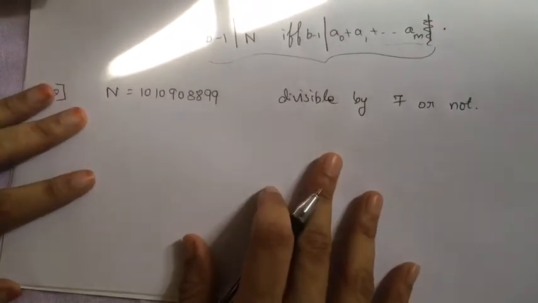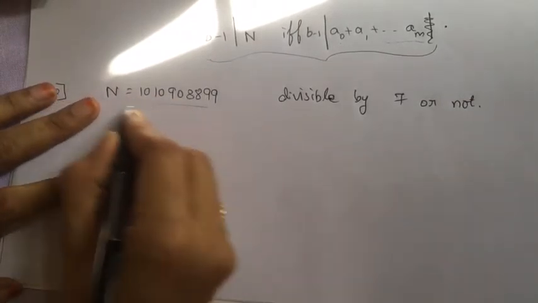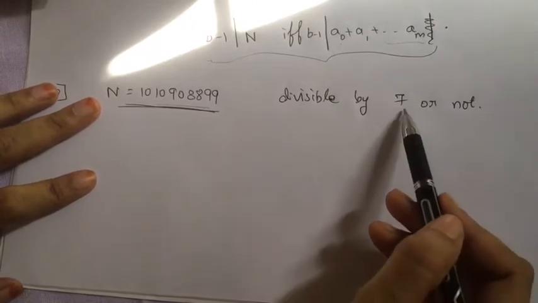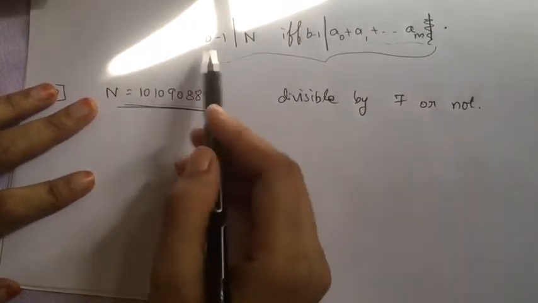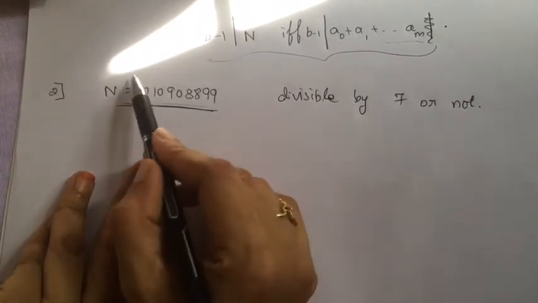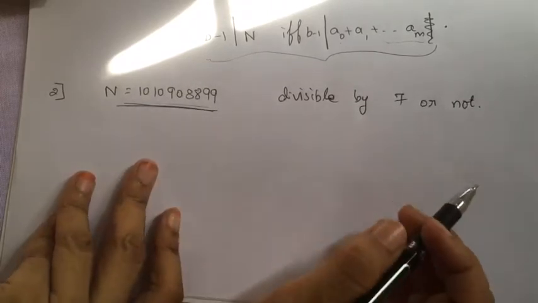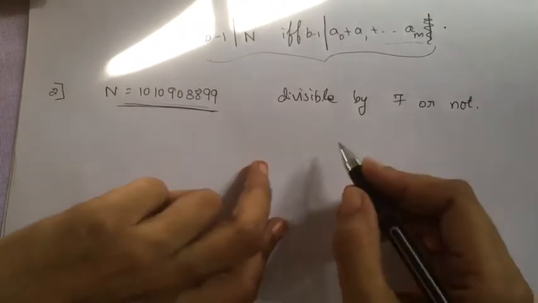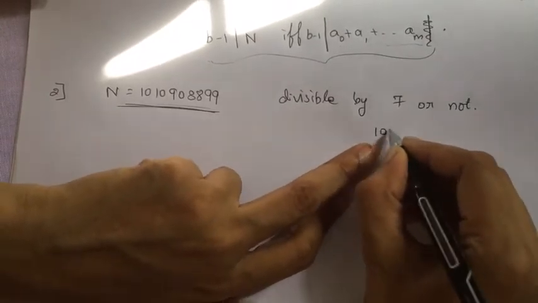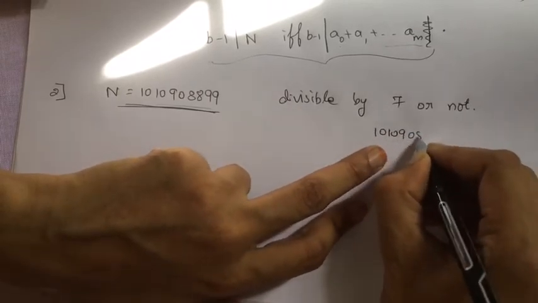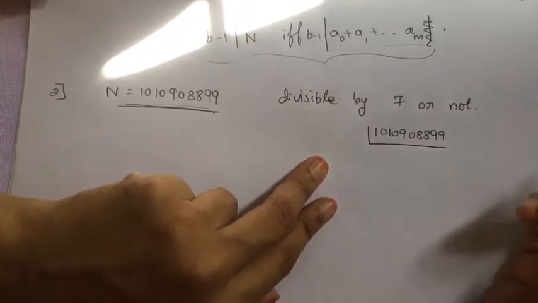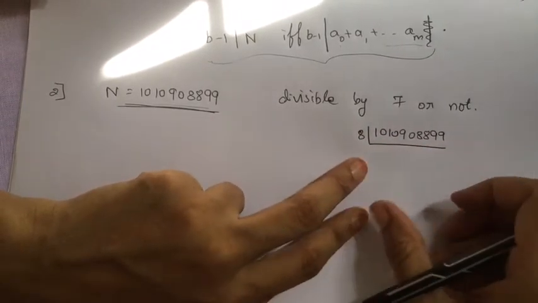So first I have to write this n in terms of the expansion to the base 8. I'm using this result, so I have to calculate the octal representation of this n, to write it to the base 8. For that, the number I'll write in base 10. I hope you know how to convert an integer into octal form, binary form, like that. So I'm just doing the calculation over here.